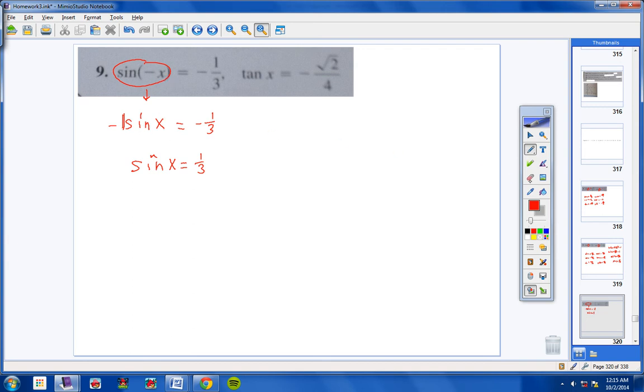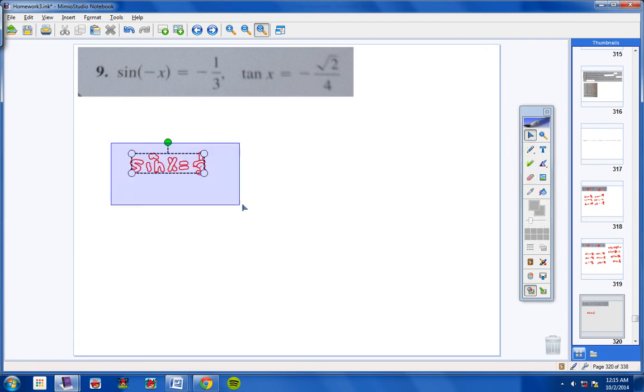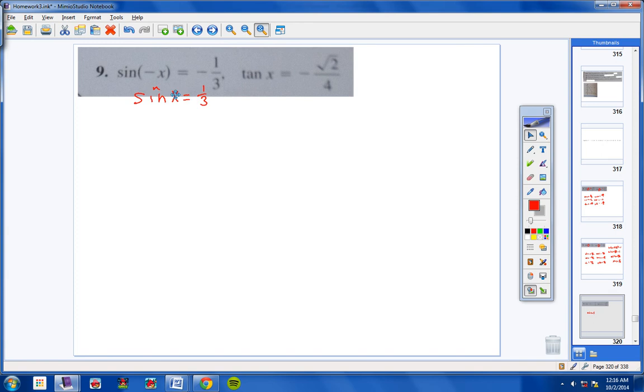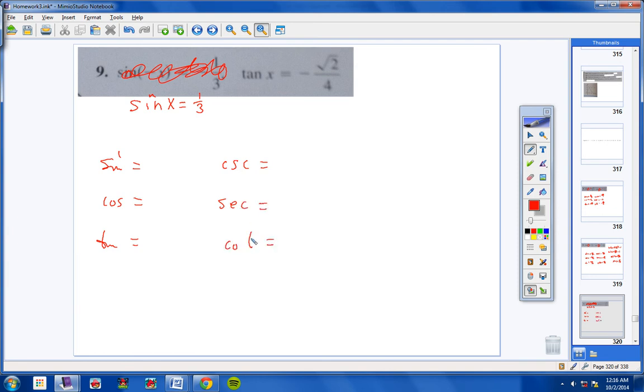Look that over. I'm going to erase it here in a second. Look it over, okay? You want to use sine x equals 1/3. Just erase this, and let's bring this up here in place of this. All right. So here we go. Sine equals, cosine equals, tangent equals, cosecant equals, secant equals, cotangent equals, and then let's get our signs figured out here.